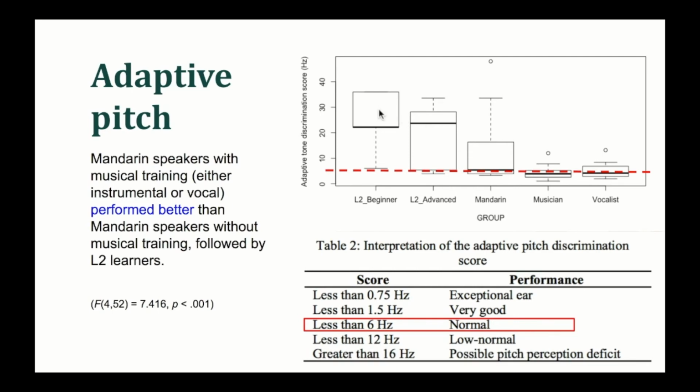It is not clear whether L2 advanced learners have good pitch perception abilities prior to tone learning, or whether their pitch perception abilities were improved because of tone learning. However, based on the growing evidence that speech and music are highly correlated, the latter one is highly likely.